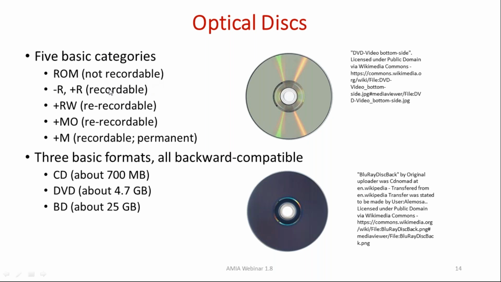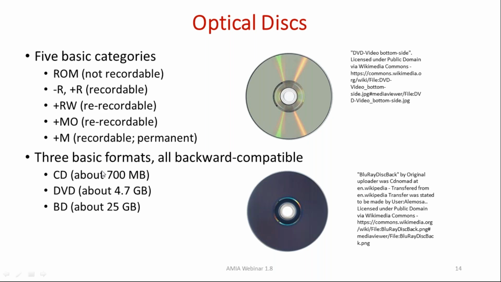And we'll talk about each of these categories a little bit in just a bit. Then we have RW, which means that they can be read and written to, which means re-recordable. I can erase the data and I can re-record it. We have MO, which is magneto-optical. This is rare enough that I'm not going to spend any time talking about it in a subsequent slide. And then we have the M, which is a new type of media. It is recordable, but it is permanent, as ROMs are also permanent.